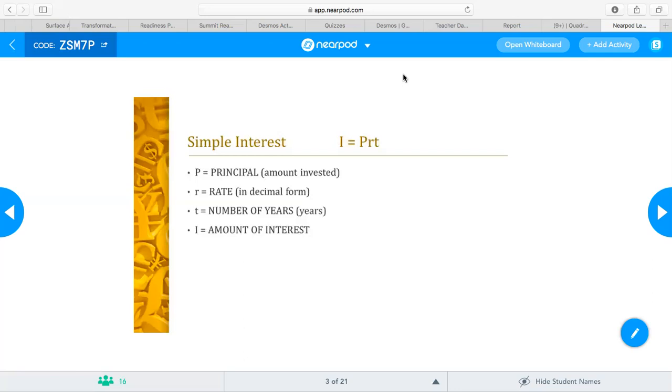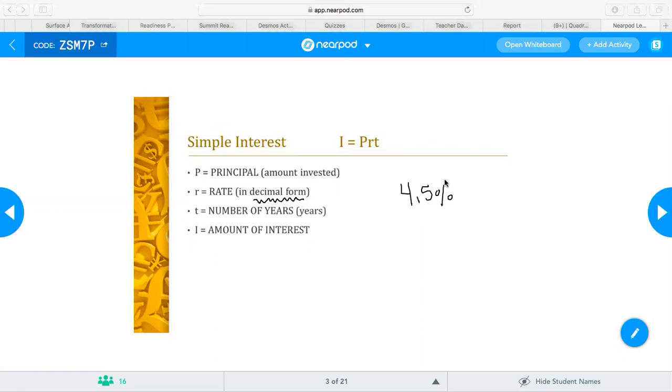All right. R stands for rate. This is the interest rate. So how much extra money is it going to be adding on? When we're doing rates, it's going to give you a percentage. So for instance, your interest rate is 4.5%. However, rate has to be in decimal form.